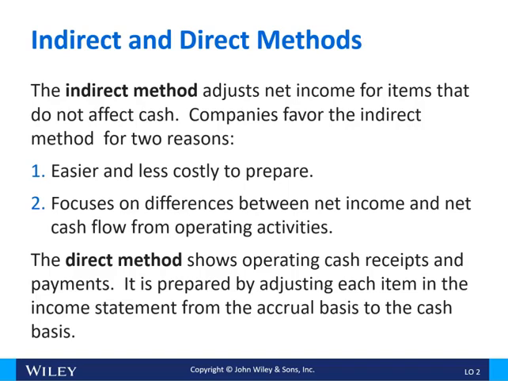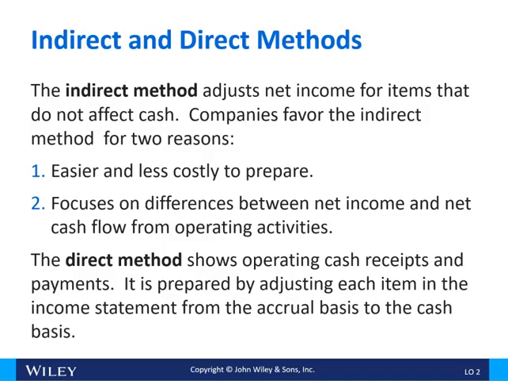Whereas if we use the direct method, and companies could do this if they wanted to, it shows operating cash receipts and payments. So for every transaction, not only do they have to record it on an accrual basis to make sure their income statement and balance sheet are correct, they then have to look at what that would be if we recorded it on a cash basis and what the impact on cash is for each item. So we adjust each item in the income statement from the accrual basis to the cash basis. It's really looking into each account to see whether it was a cash transaction or not, and it just takes a lot of time to do.